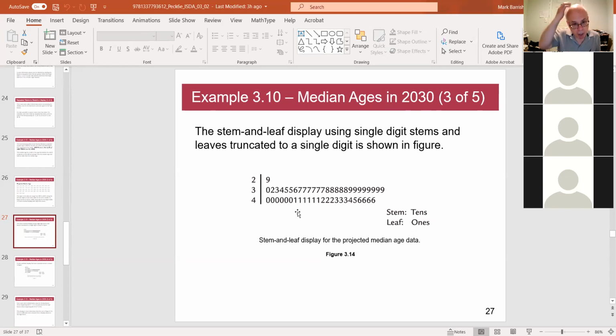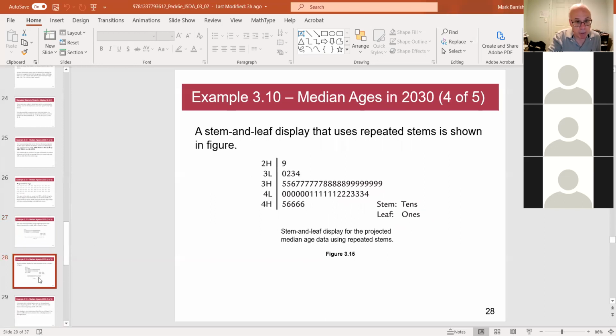But there's not enough spread here between the different stems. So we might want to create additional stems here. How do we do it? Let's say for the 30s, we might want to create 30 low, 30 high. 30 low might be numbers in the 30s that run from 30 through 34. 30 highs would be ones that run from 35 all the way up to 39, like that. And you can see more of a spread between the numbers.